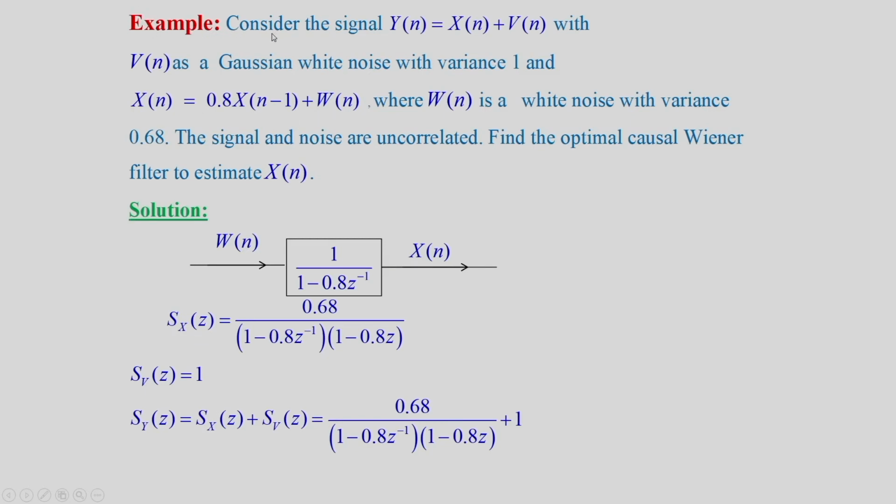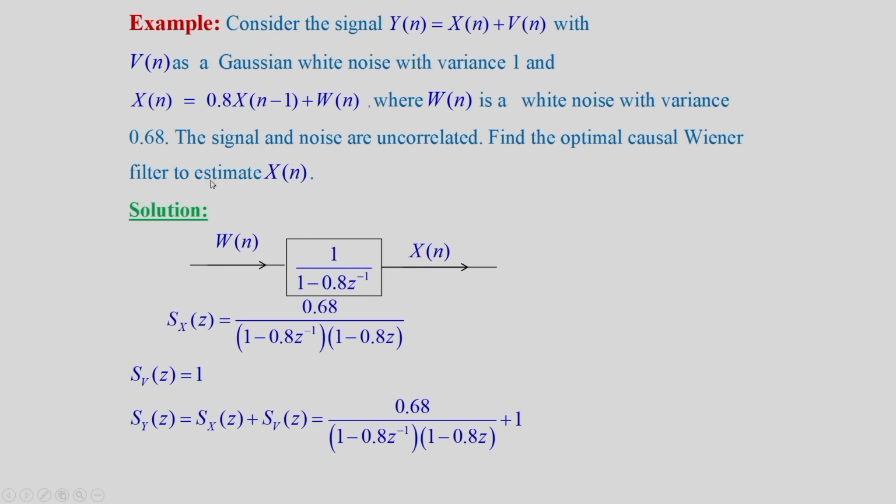Let us consider one example. Consider the signal y(n) equal to x(n) plus v(n), with v(n) as a Gaussian white noise of variance 1, and x(n) given by this model, x(n) equal to 0.8 x(n minus 1) plus w(n), where w(n) is a white noise with variance 0.68. This signal x(n) and the noise v(n) are uncorrelated. Find the optimal causal Wiener filter to estimate x(n).